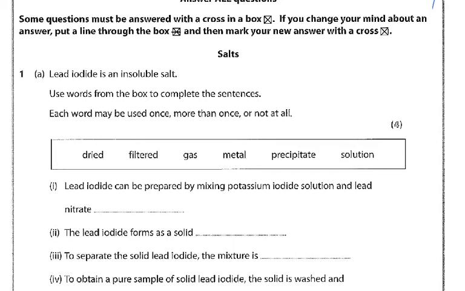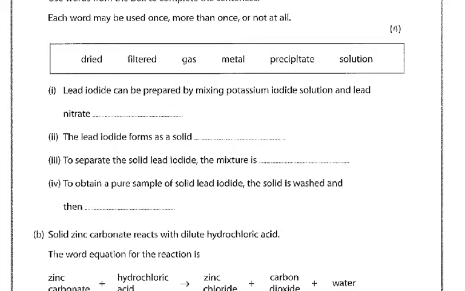The first question is about ionic salts, so we need to make sure we're thinking about precipitates, solubility and which things are soluble. We've got words to help us answer this first question in boxes, so let's make sure we read them. Lead iodide can be prepared by mixing potassium iodide solution and lead nitrate something. Well, it's got to be solution.